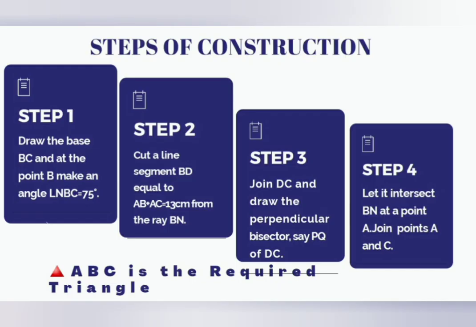Let us just see the steps of construction now. Step 1. Draw the base BC and at the point B make an angle NBC equal to 75 degree. Step 2. Cut a line segment BD equal to AB plus AC equal to 13 centimeter from the ray BN. Here we had the line segment BN, so you can say line segment BN. Step 3 is join DC and draw the perpendicular bisector, say PQ of DC. And the last step is let it intersect BN at a point A. So join points A and C, and we will have triangle ABC as the required triangle.